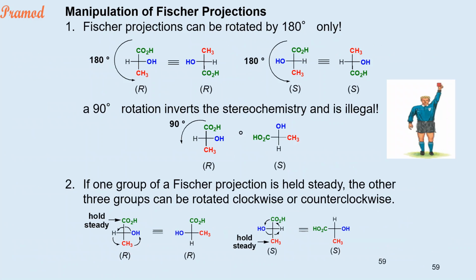This is very important. So what is allowed, what is not allowed? 180-degree rotation is allowed, 90-degree rotation is not allowed. You keep one position constant and rotate the other 3 in a clockwise or anti-clockwise direction, and the configuration remains the same. This is very important in your stereochemistry.